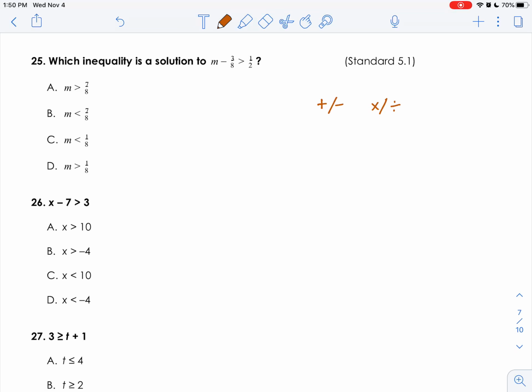The one thing we have to remember with inequalities is that if we multiply or divide by a negative number, we have to flip the sign. So we'll keep that in mind as we work through these inequalities.